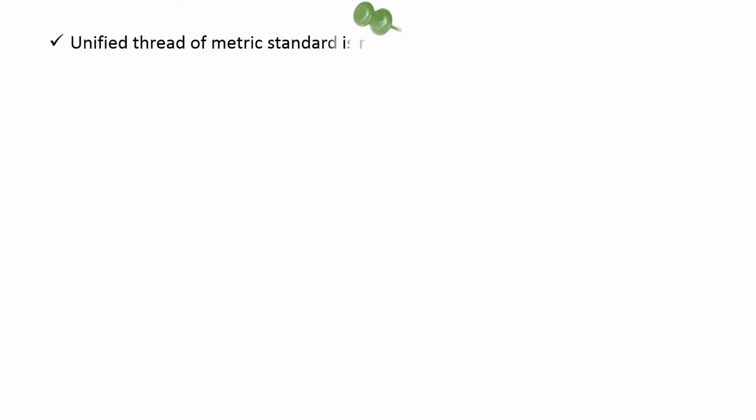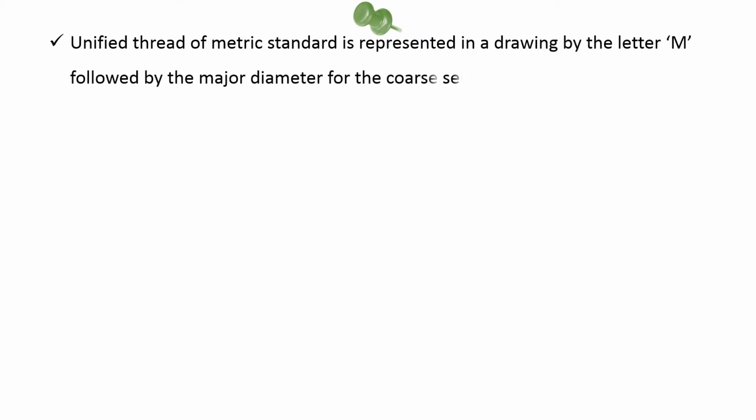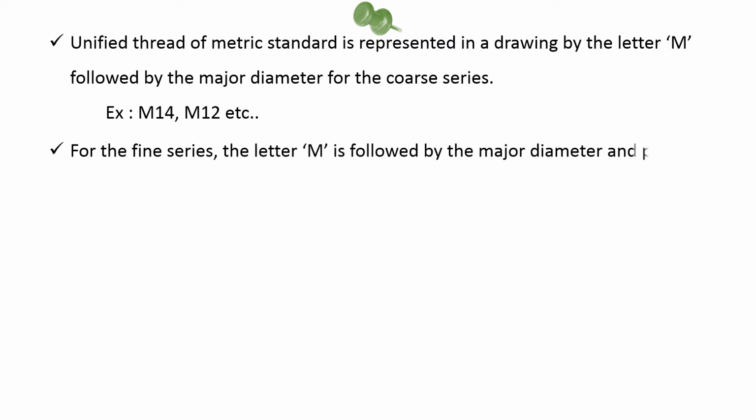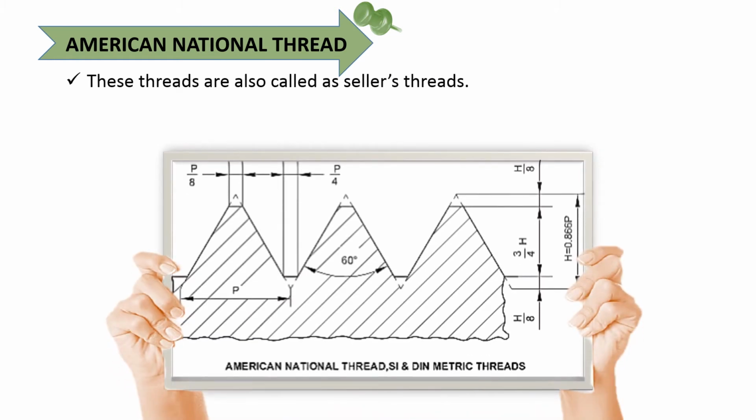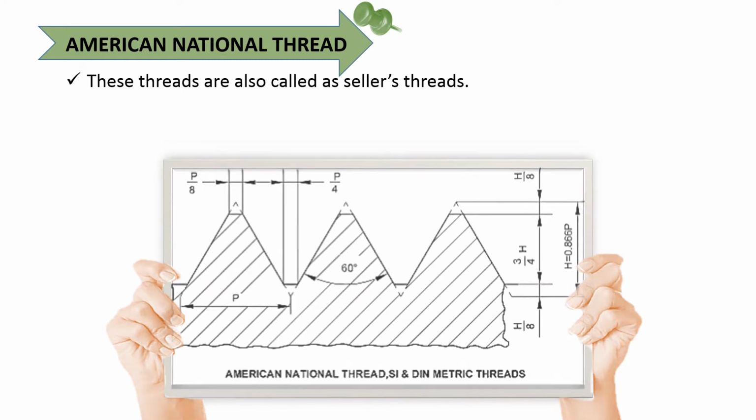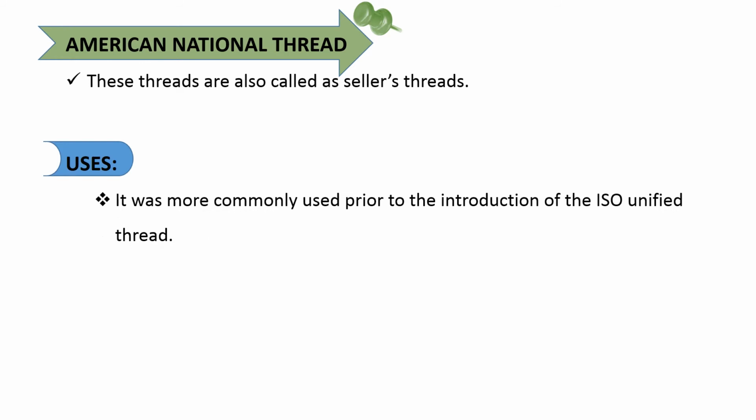Unified thread of metric standard is represented in a drawing by the letter M followed by the major diameter for the coarse series. Example, M14, M12 etc. For the fine series, the letter M is followed by the major diameter and pitch. Example, M14 into 1.5, M24 into 2. American National Thread. These threads are also called Sellers' threads. Uses. It was more commonly used prior to the introduction of the ISO Unified Thread.